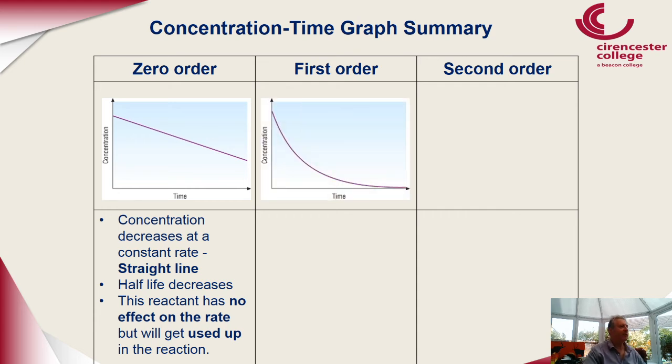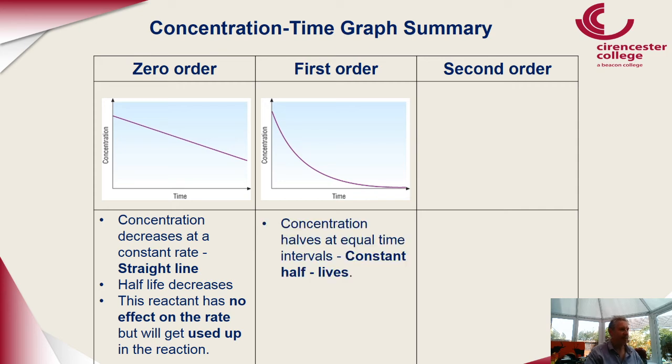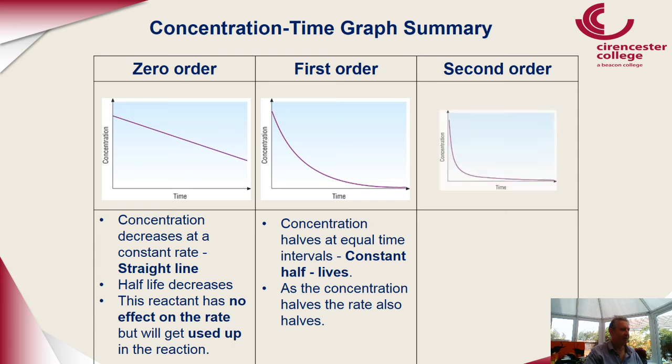Okay, so first order, we've got this shape, which is our classic decay curve. Constant half-lives: the concentration halves, and the rate also halves.